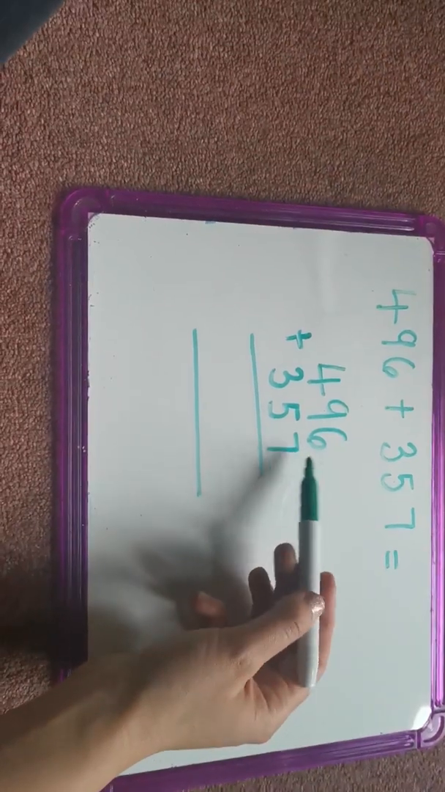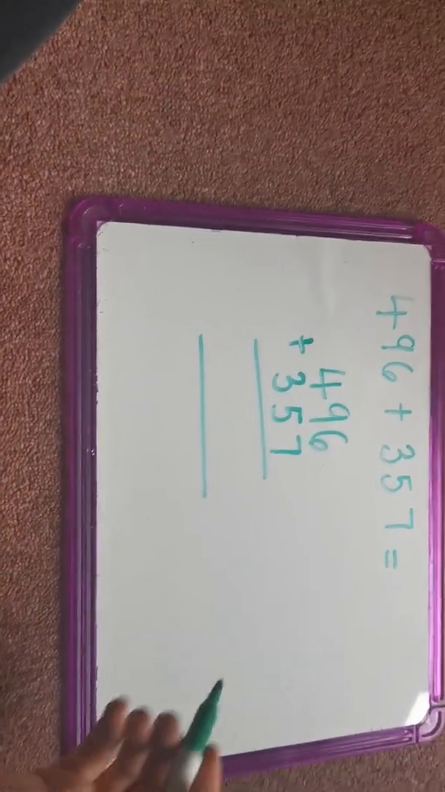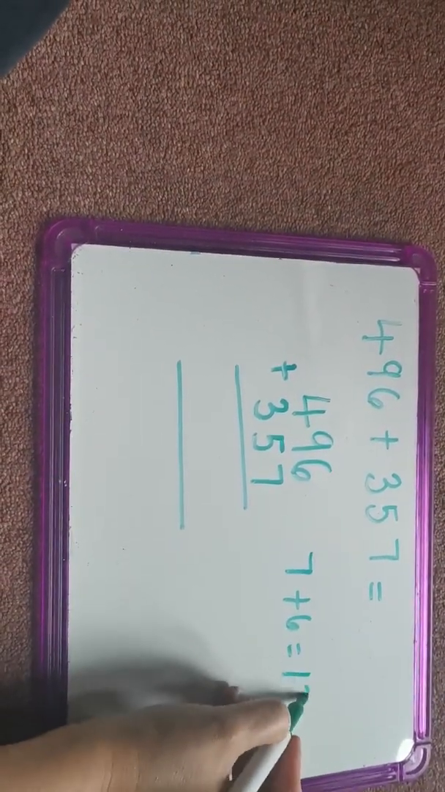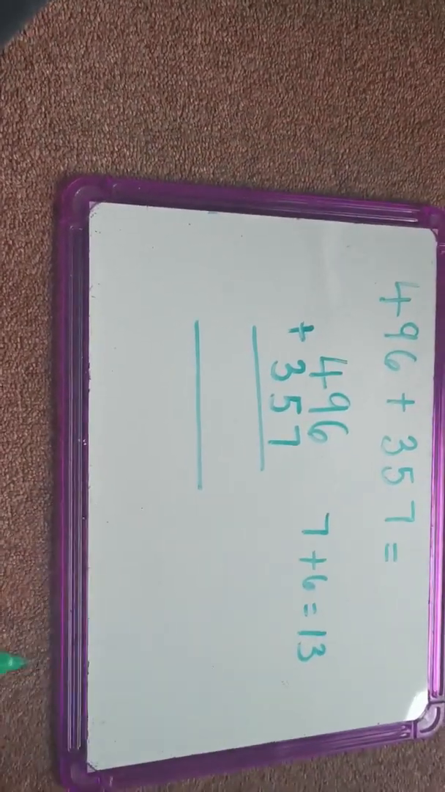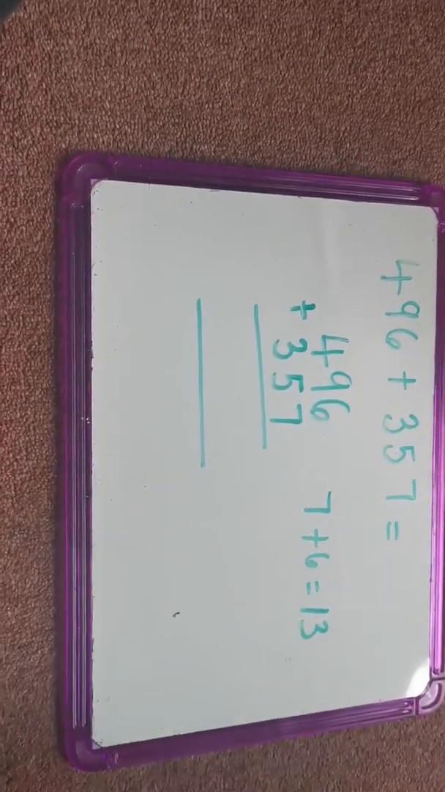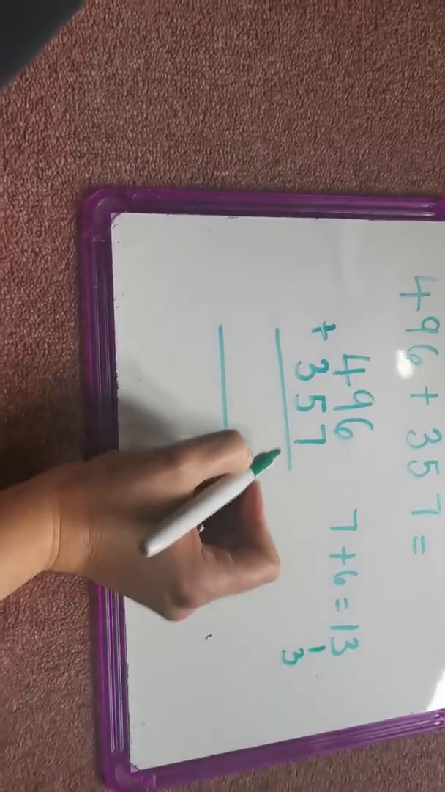So we're going to start with the ones. 7 adds 6. I know that 7 adds 7 is 14, so 7 adds 6 is one less than that, because we've got one less this side, so it's 13. Straight away I can see that we've got 1 ten and 3 ones. So we're going to use those 3 ones in the ones column.